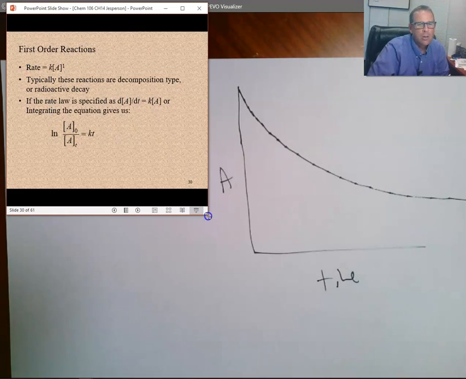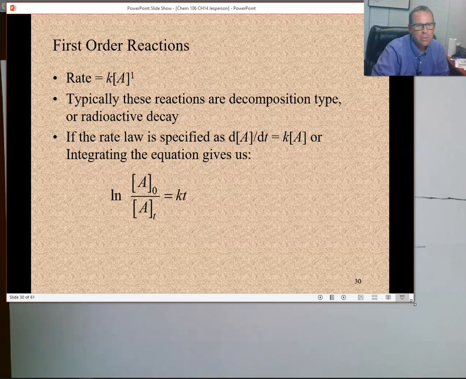Okay? So if you look at our equation that relates this reaction, the change, small d here, the change in the concentration of A with respect to time will equal K times the concentration of A, and integrating this equation results in this relationship here. This is the concentration of A at time 0, the beginning of the reaction, over the concentration of A at any given time t. If you take the natural log of this ratio, it will equal the rate constant times the time. Okay?